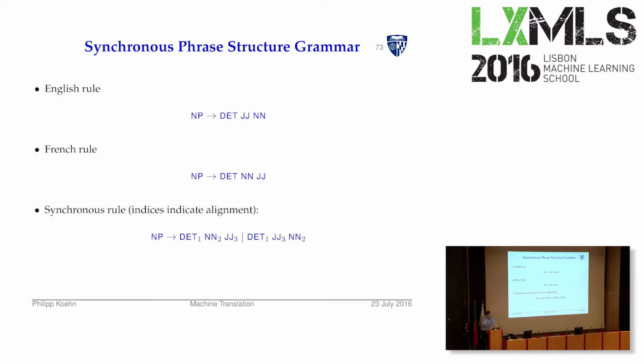So what we can do with that, if we have these things, is we can have rules like this. In English, the noun phrase is built by determiner, adjective, noun, but in French, it's determiner, noun, adjective. So then we want to combine these two rules and have a synchronous rule. There's a rule that builds both a French tree with a French sentence and an English tree with an English sentence. And this rule basically encapsulates the fact that whenever you produce a French noun phrase with an adjective, that adjective gets reordered.